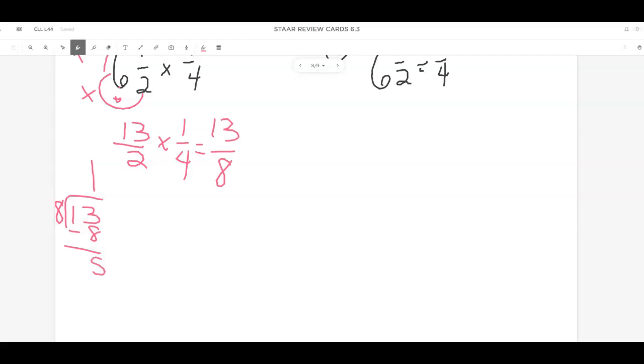5. Okay, so the 5 comes up and is my numerator, and this 8 stays the same because the size of the shape of the pieces don't change. So 1 and 5/8.